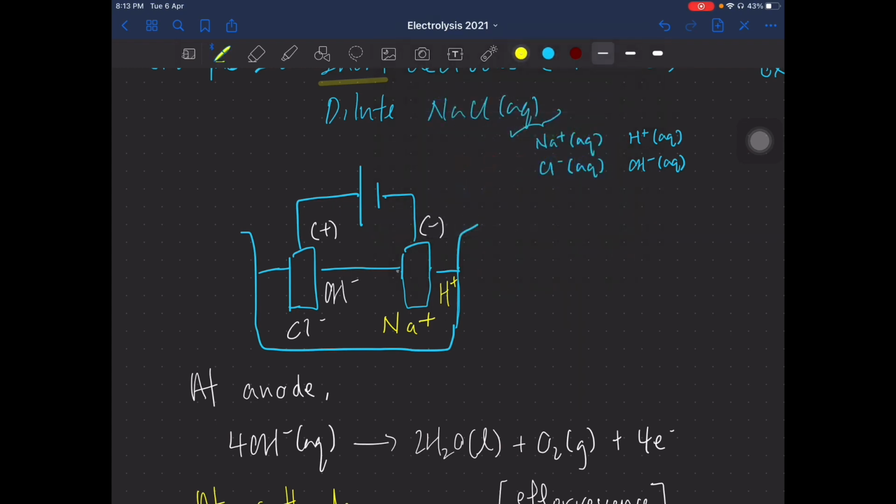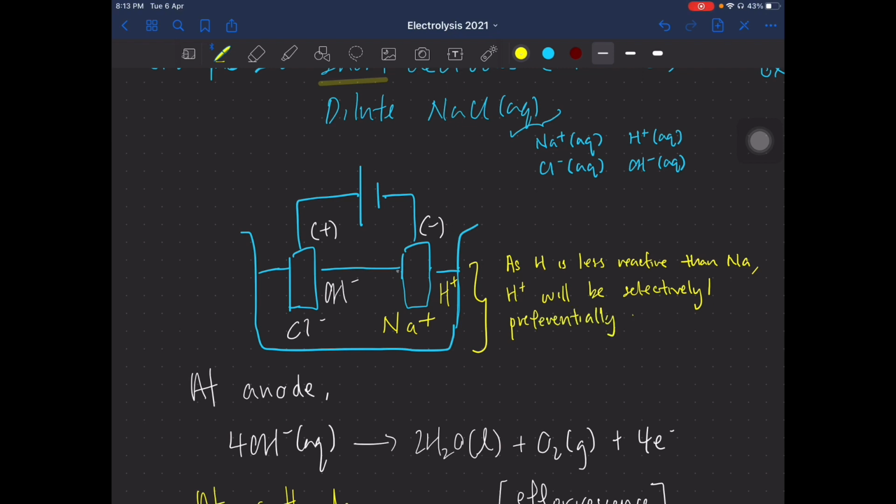Now this is what we know as selective discharge. So between Na plus and H plus, as hydrogen is less reactive than sodium, H plus ions will actually be selectively, or what we know as preferentially discharged, or in this case it will be selectively or preferentially reduced to H2 gas. This is because of this difference in reactivity, and that's where we fall back into our understanding of the reactivity series.